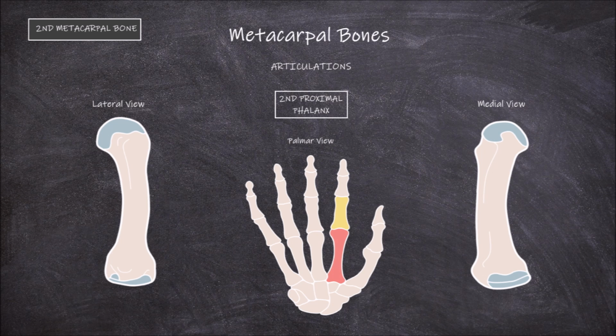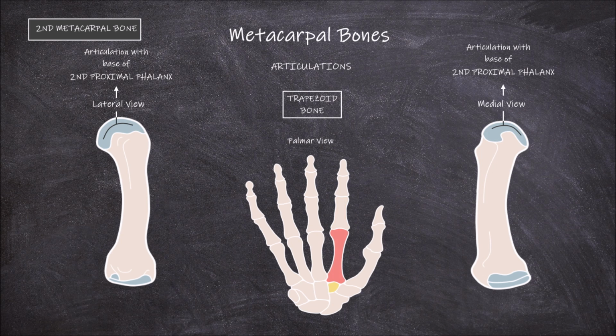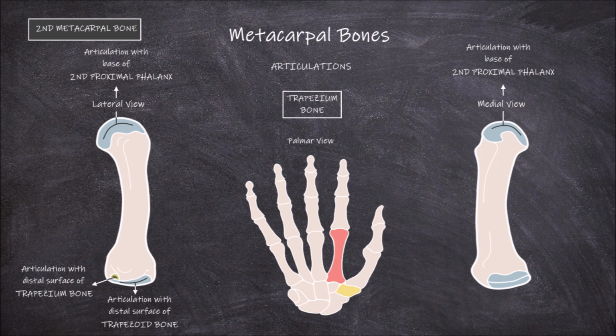The distal articular facet on the second metacarpal articulates with the base of the second proximal phalanx. The second articulation is with the trapezoid bone. The facet on the proximal surface of the base of the second metacarpal articulates with the facet on the distal surface of the trapezoid bone. The third articulation is with the trapezium bone. The smaller facet on the proximal surface of the base of the second metacarpal articulates with the facet on the distal surface of the trapezium bone.